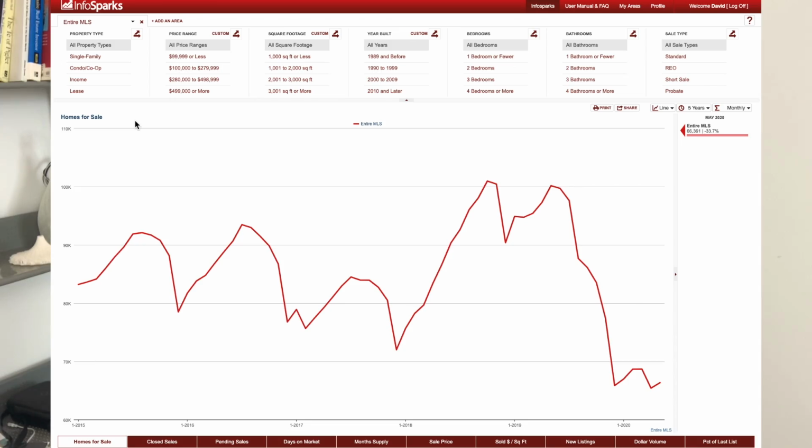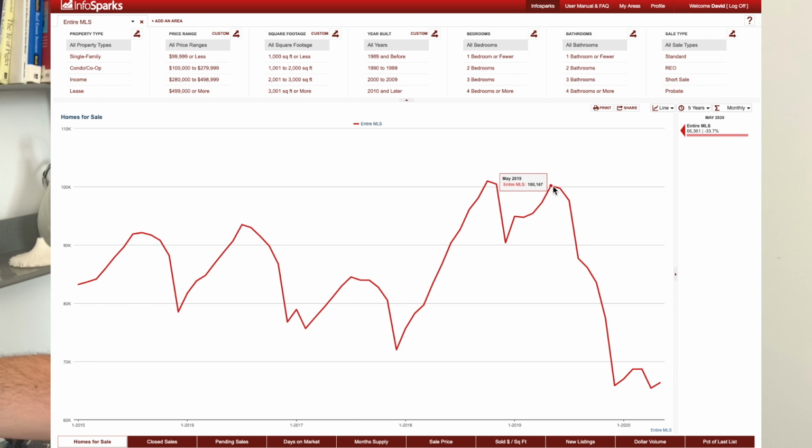But let's look at this chart real quick. These are the number of homes for sale in the entire MLS of Los Angeles. You'll see that basically we peak during the summer, we trough down near Christmas, Hanukkah, and the holidays, and it's pretty consistent. Let's just pick one data point and compare what's going on.